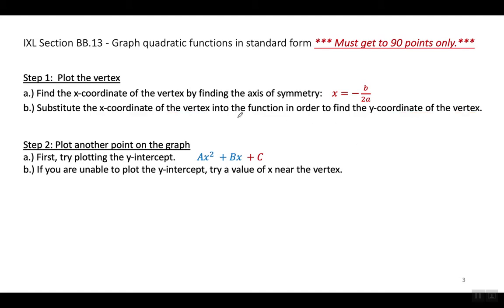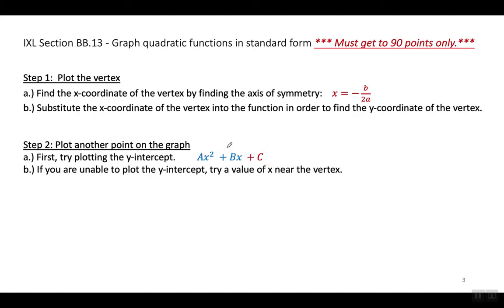Once I plot the vertex, step 2 is I have to plot another point on the graph. There's two things you could do. The first thing you should always try is to plot the y-intercept. Notice that I put everything in blue and then this part in red. I put this part in red because whenever a quadratic function is in this form, this is the y-intercept.